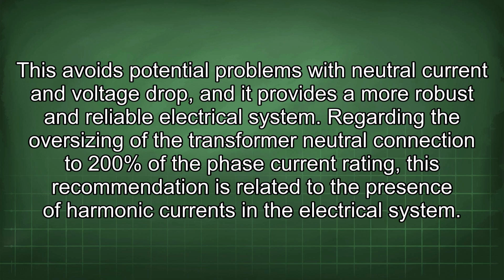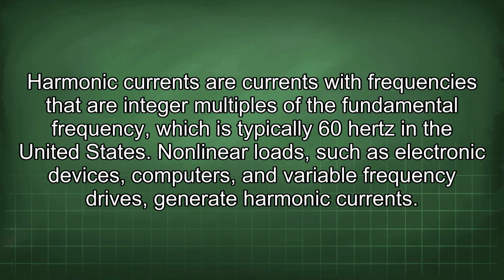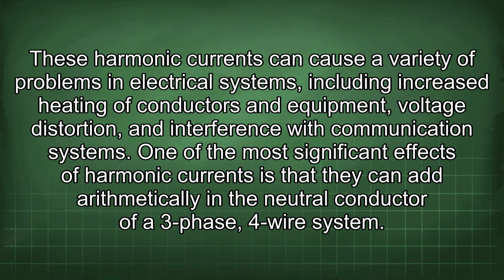Regarding the oversizing of the transformer neutral connection to 200% of the phase current rating, this recommendation is related to the presence of harmonic currents in the electrical system. Harmonic currents are currents with frequencies that are integer multiples of the fundamental frequency, which is typically 60 Hz in the United States. Nonlinear loads, such as electronic devices, computers, and variable frequency drives, generate harmonic currents. These harmonic currents can cause a variety of problems in electrical systems, including increased heating of conductors and equipment, voltage distortion, and interference with communication systems.